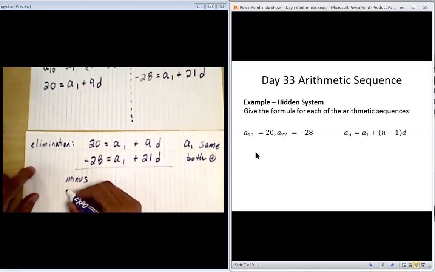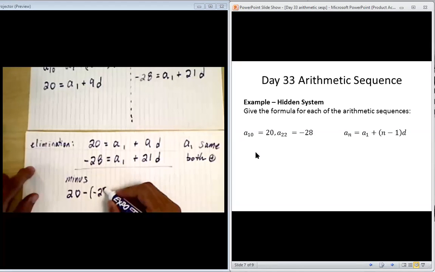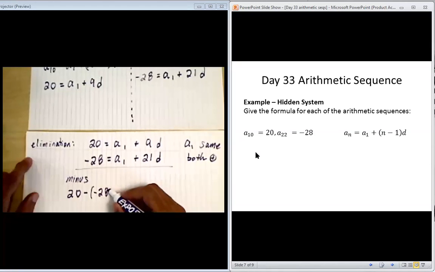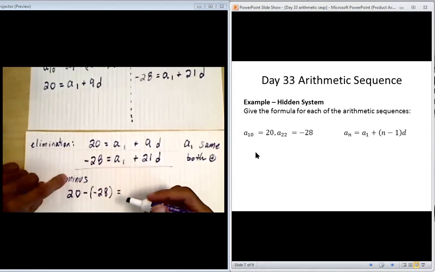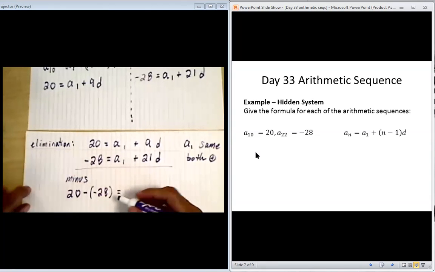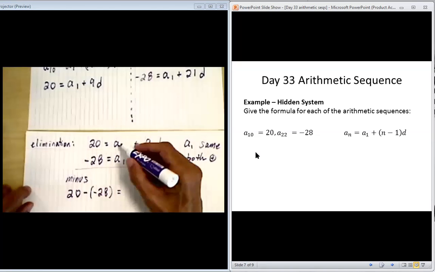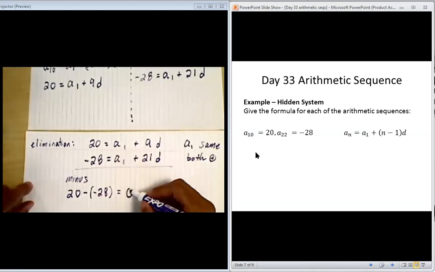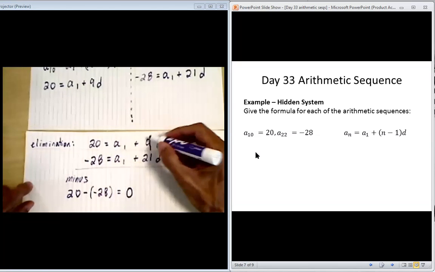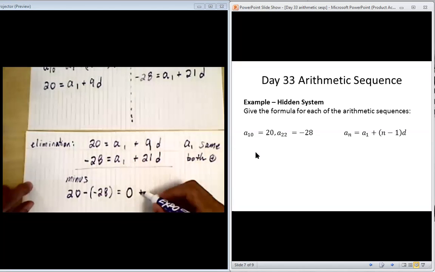Well, I'm going to write it here. It might be easier to see. This was a trick I was thinking of. If you're having some struggles with this elimination, write it out sideways like this. 20 minus minus 28. Okay. This equals A1 minus A1. So that should be 0. And then we have 9D minus 21D.